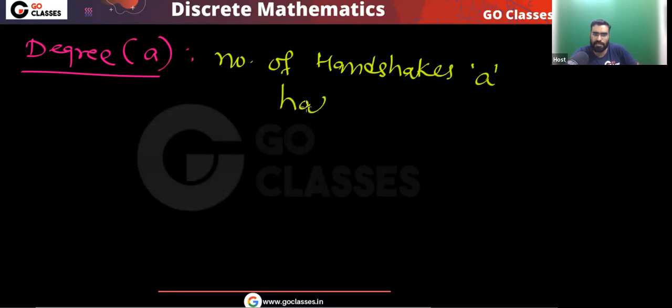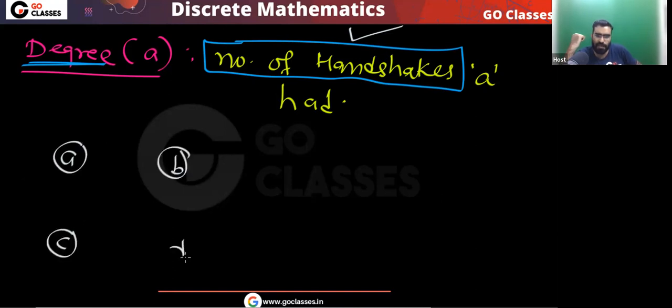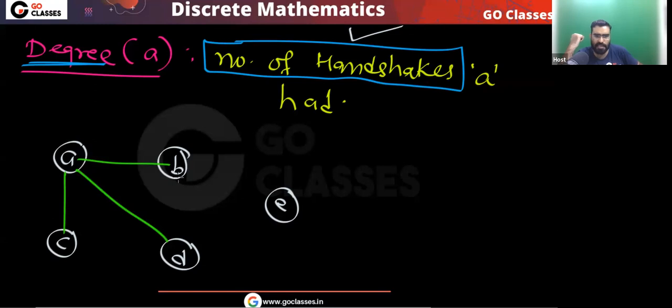Is this clear? Please tell me. What is the degree of A? That is the number of handshakes. How many handshakes A had? This word I am defining simply means number of handshakes. For example, if I give you this graph with A, B, C, D, E, let's assume that A, B are handshaking, A, C are handshaking. Let's assume this is the scenario.